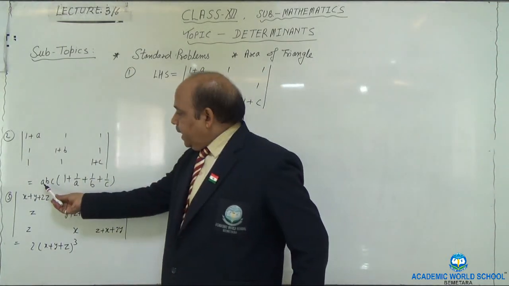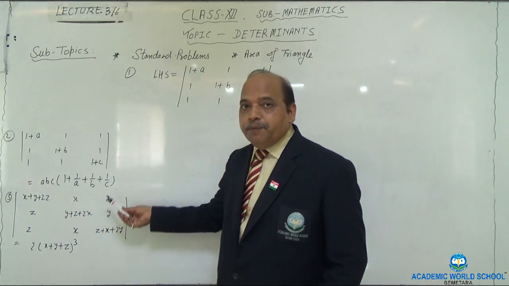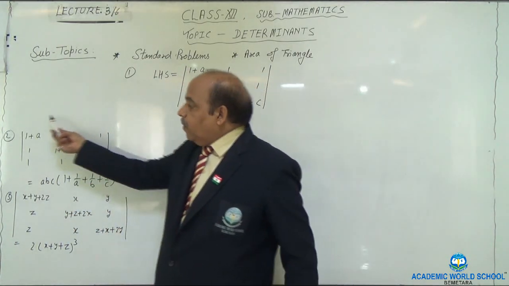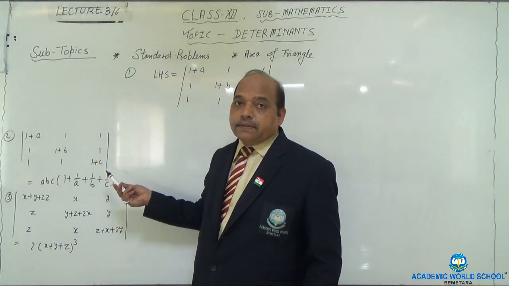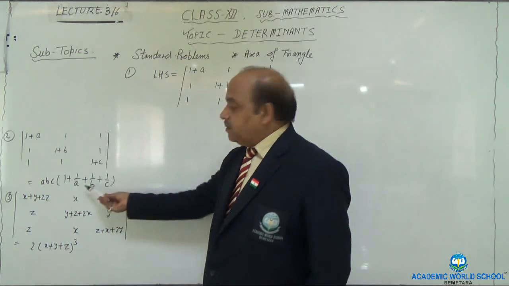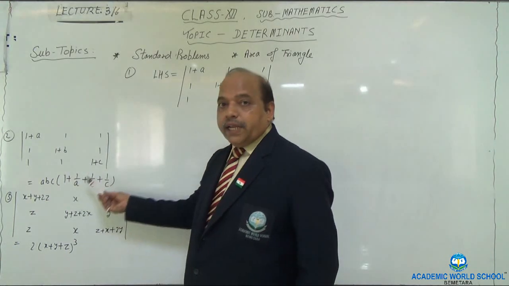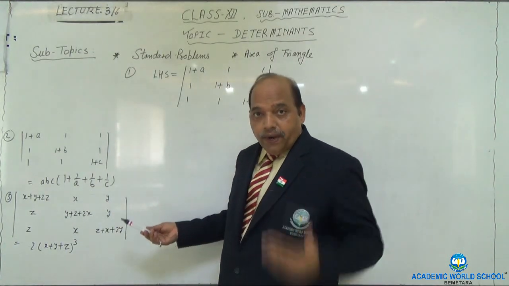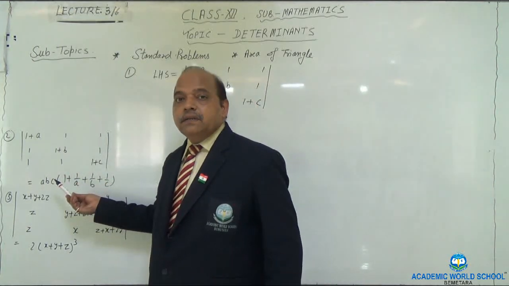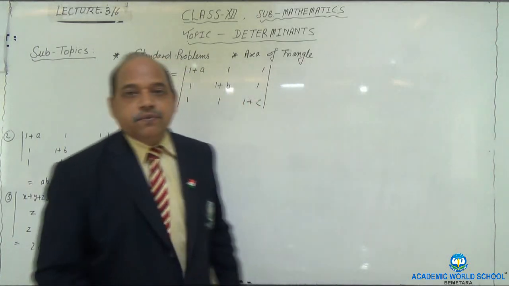We have to prove A, B, C into 1 plus 1 upon A plus 1 upon B plus 1 upon C. Now, if you look at this, these terms are nowhere present in the given left hand side. So you have to think how to bring these terms. That will be the first challenge: how to bring 1 upon A, 1 upon B, 1 upon C. That is one part. Second part, how to bring this whole bracket all together. How to create that, because nowhere is it present in the question itself. So this is where we have to start thinking.